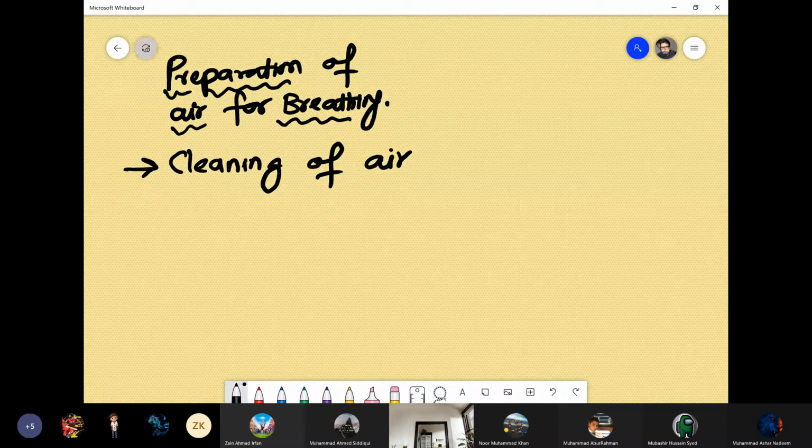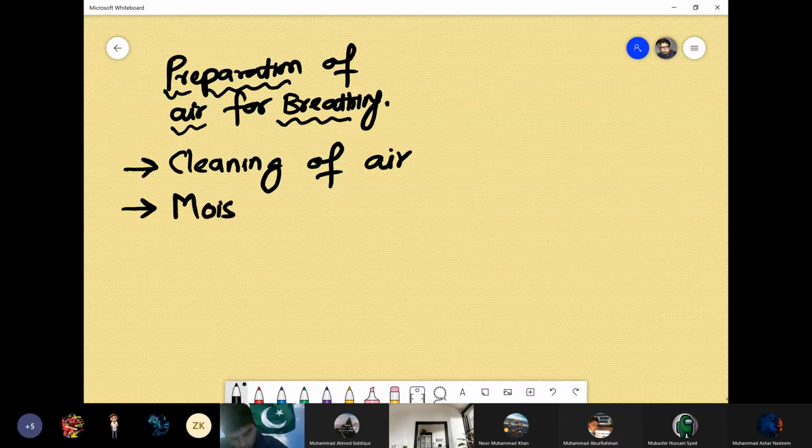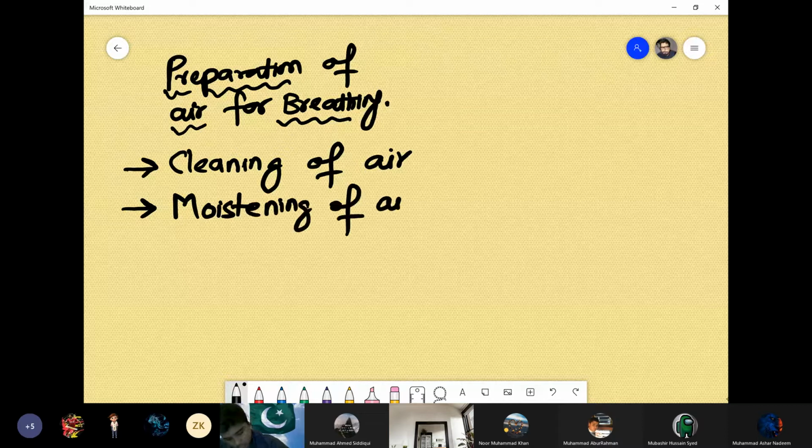As you guys know, the air around us contains a lot of dust, germs, and everything. So this air, before it enters into our body, must be cleaned. Second is the moistening of air.